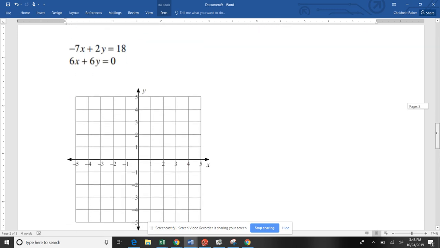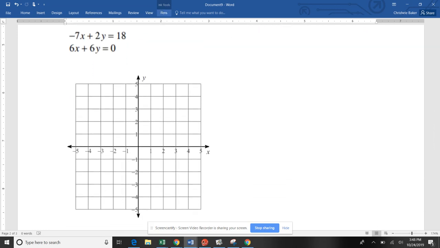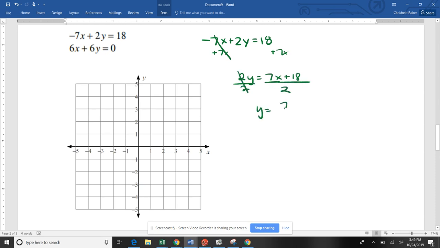So what if it's not in slope-intercept form? What if it's not in y equals mx plus b? We put our equation into y equals mx plus b. So I've got to do a little bit of work over here. I will add 7x to both sides and divide everything by 2. So I have 7/2x plus 9. This is not going to be easy for me to graph.